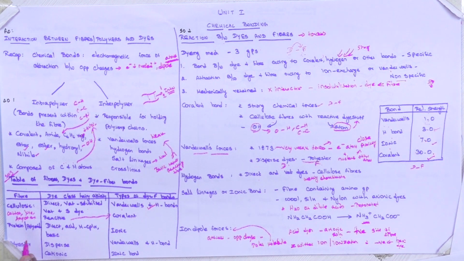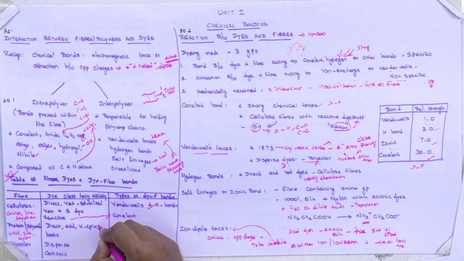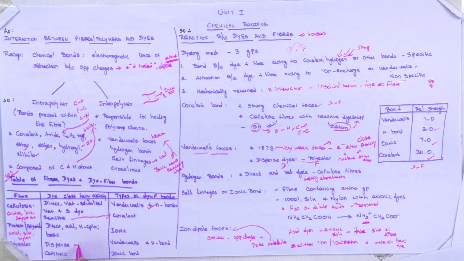In the case of proteins or polyamides such as wool, silk, nylon, etc., when you use direct, acid or metal complex dyes, ionic bonds will be formed, and when you use basic dye, then you can have van der Waals forces. Fine. Direct, acid or metal complex, yes, ionic; even basic dyes, ionic bonds are formed. When you use disperse dyes, what happens in the case of polyester? In the case of polyester, when you use disperse dyes, van der Waals or hydrogen bonds are formed, and in the case of cationic dyes, ionic bonds are formed. Here again, this is acrylic. In the case of acrylic, again ionic bonds are formed, and when you use a disperse dye on acrylic, van der Waals forces are formed.